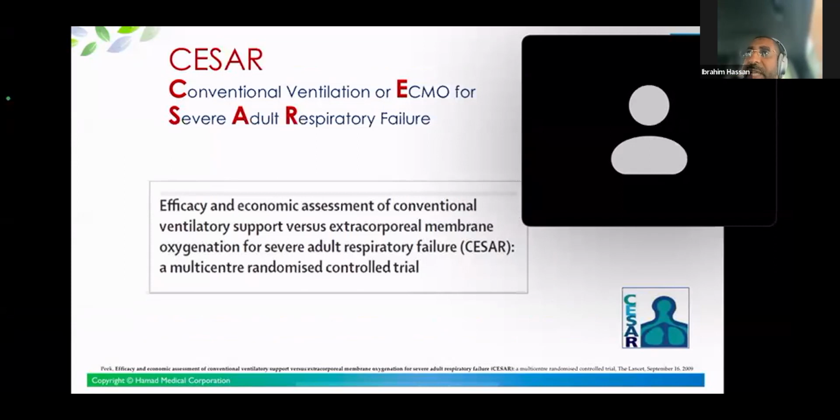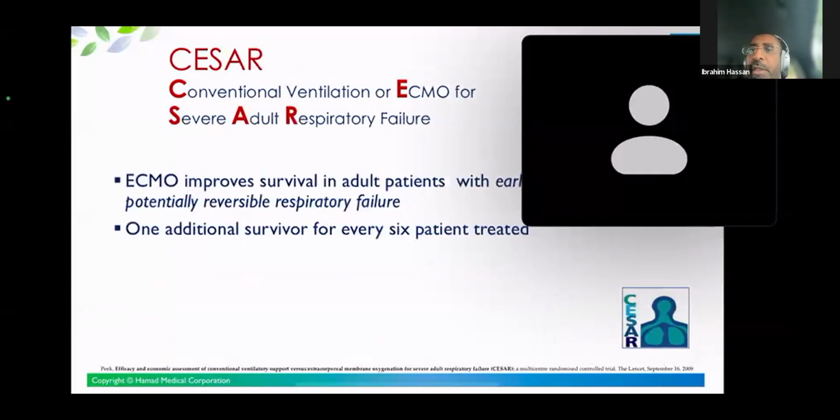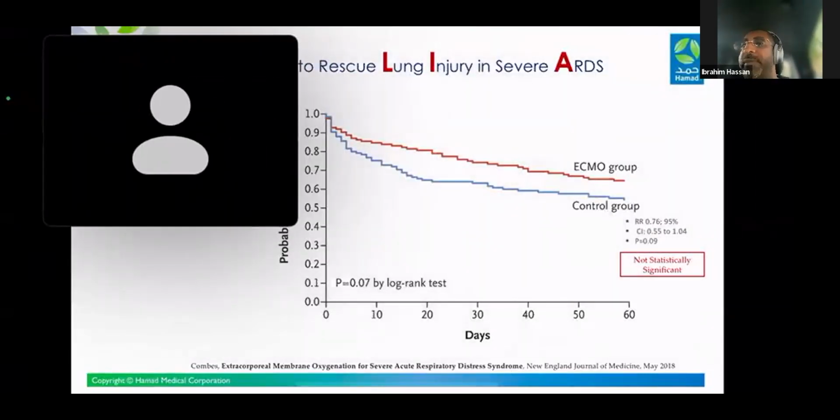If you look at the other data in trauma, not as many, but obviously we cannot go without talking about the CESAR trial and the EOLIA trial. Briefly, CESAR was done in the UK and showed significant survival benefit for patients who are treated in ECMO centers, severe respiratory failure ECMO centers, compared to none. This is one of the reasons actually we established our program in Qatar, to have one center for the country to start the service. EOLIA trial, on the other hand, shows you can see the separation between the ECMO and control group. However, it did not reach statistical significance.